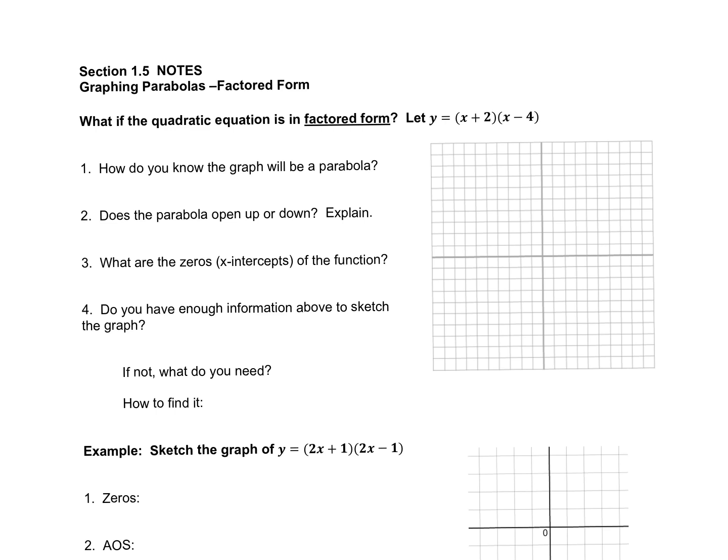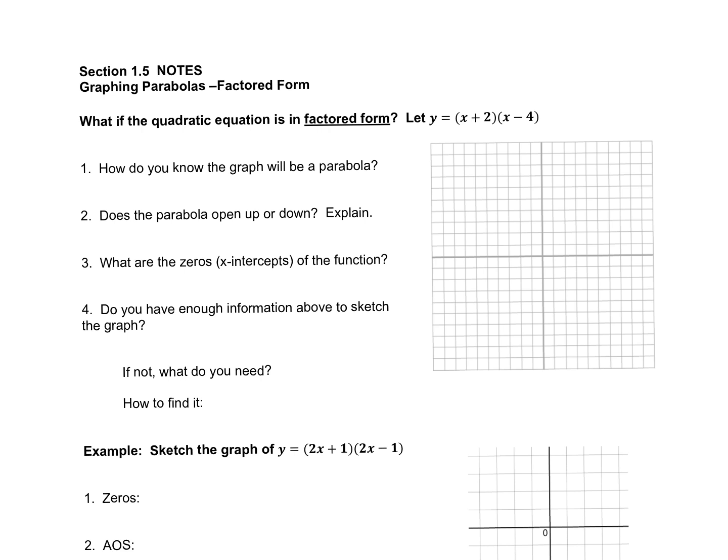Okay, 1.5, graphing parabolas in factored form. What if the quadratic equation is in factored form? So let y equals x plus 2 times x minus 4. It's in factored form because we have two factors here, and if we multiply them together, you see no plus or minuses between those parentheses. So that's why we know it's factored.